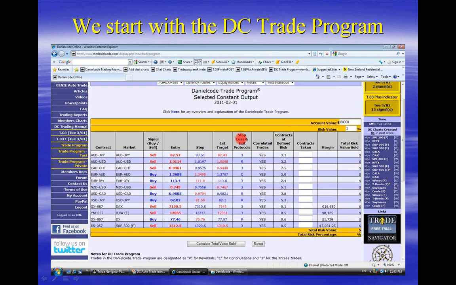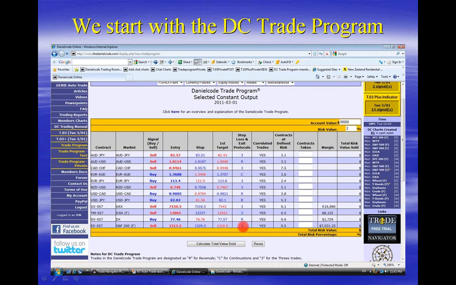The new feature here is this column, stop loss and exit protocols, and you'll see that we're putting in there some code. R stands literally for reversal. That will be a reversal trade. C will be a continuation trade, and a 3, that's a 3-3 trade, which is a bit of a hybrid trade. And each of these trades has different stop loss protocols and different exit protocols.